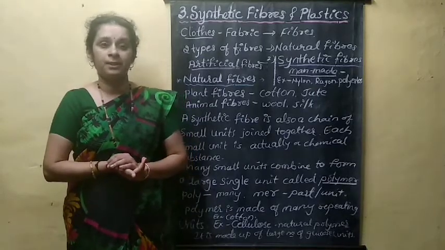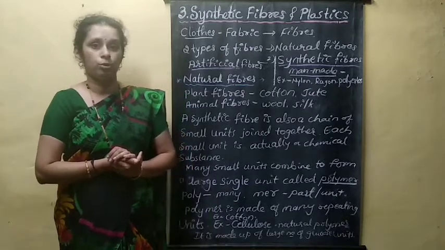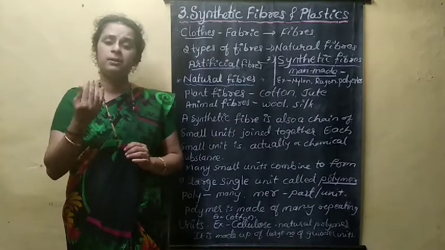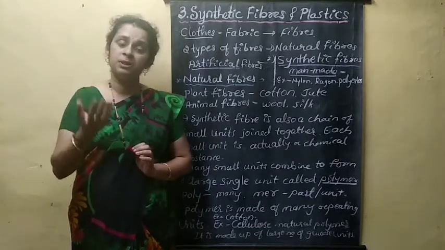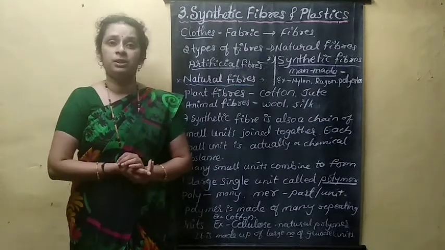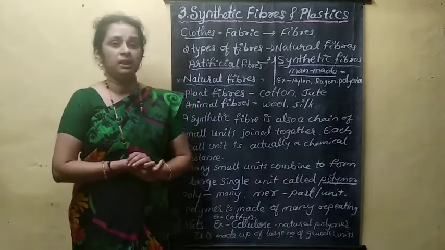You know about plant cellulose. It is a carbohydrate present in plants. It is a natural fiber. Some fibers and some polymers are present in nature, and some are artificial polymers. They are made by man by using some chemicals.